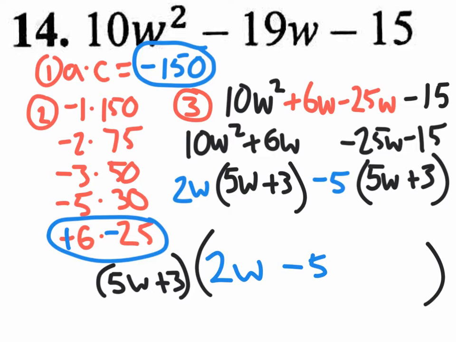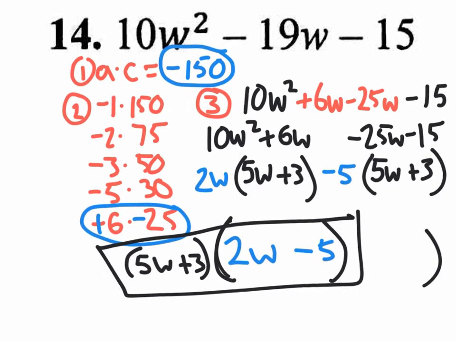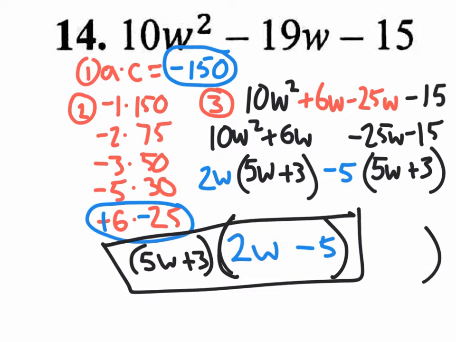All right. Of course, you want to write them with the same size parenthesis. And there it is, 5w plus 3 times 2w minus 5. That is your answer for number 14. I did give you a page with all the answers so you could check your answers, but then again, even if you didn't have it, you could distribute and see if it gives you the original.